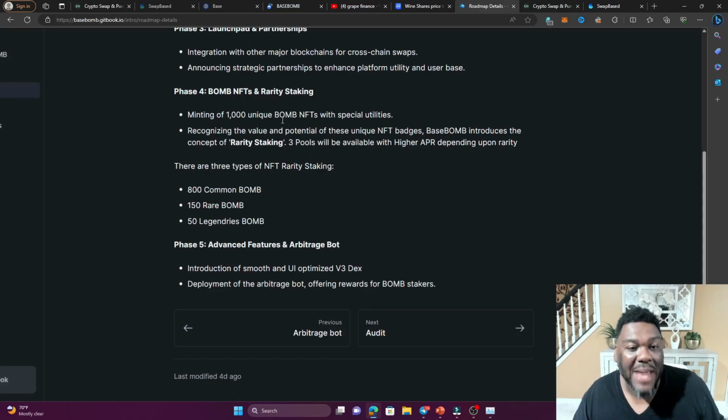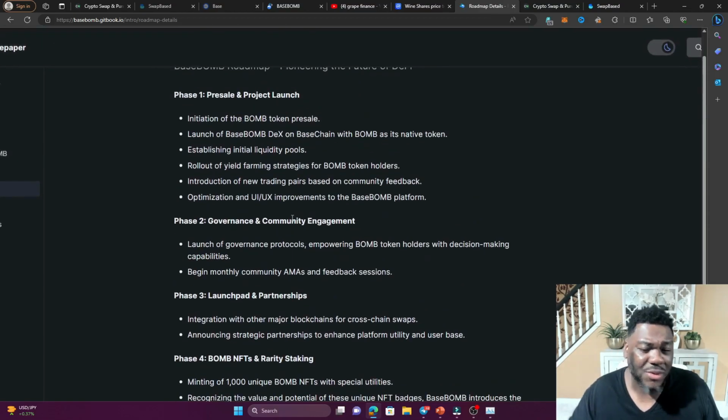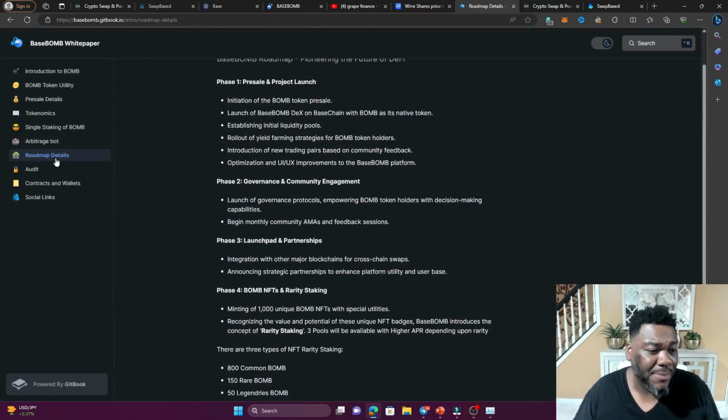They're going to have bomb NFTs where you're going to stake and earn. And you ain't seen NFTs like this right now, especially with Pulse Drip doing some craziness. This is going to be giving out higher APRs depending on the rarity, stuff like that. So this is crazy, guys. This is an insane platform for me that's going to take off.